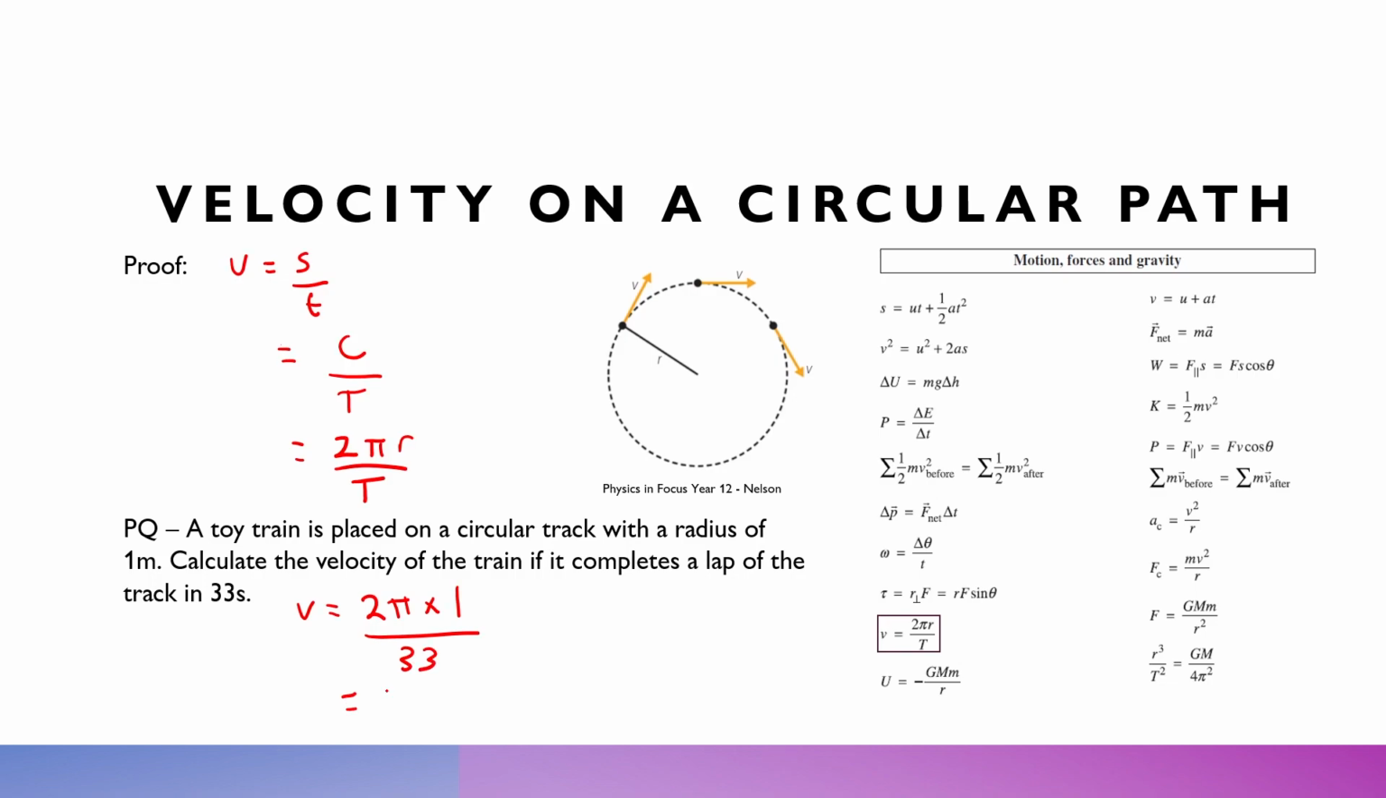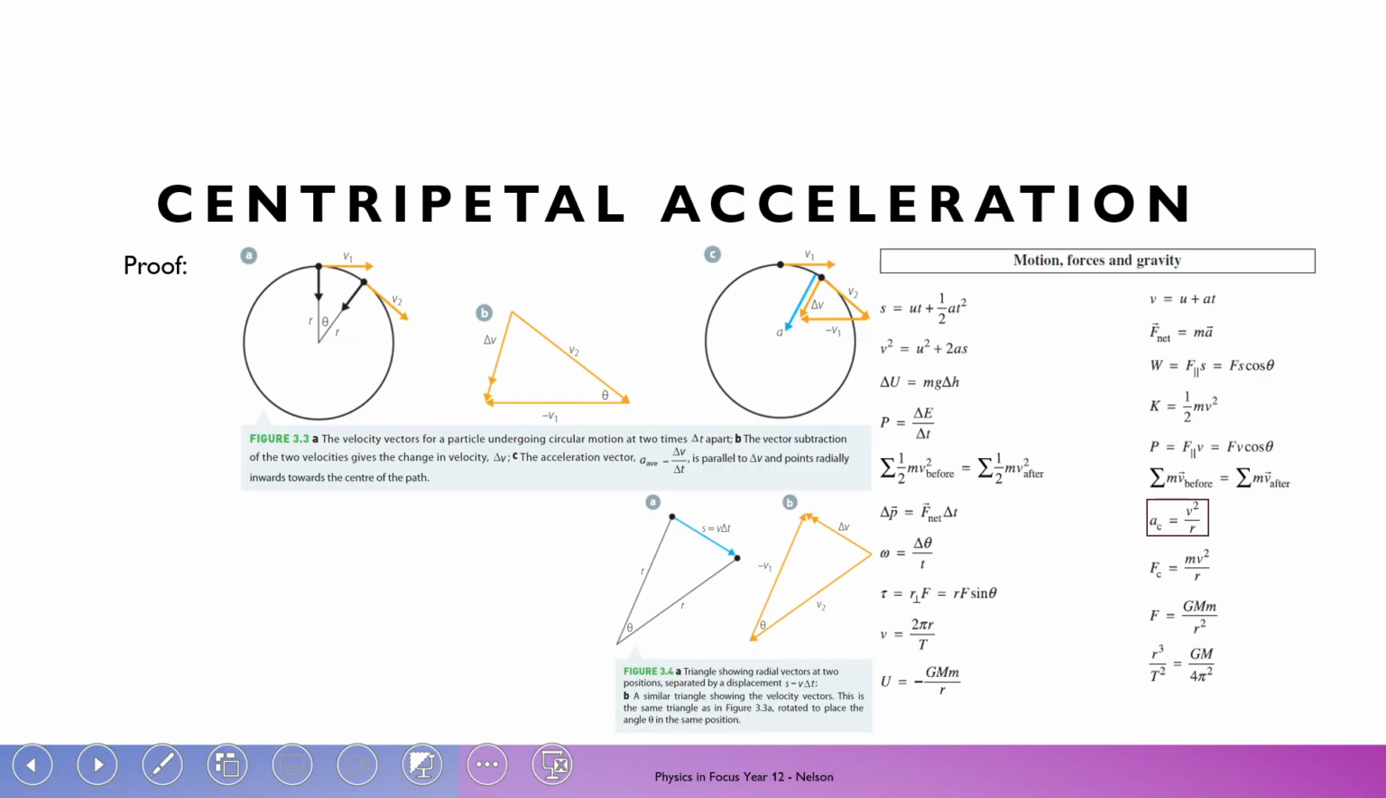Now this comes out to 0.2 meters per second to one significant figure. Now calculating centripetal acceleration becomes a little bit more interesting. And in order to determine the formula, we're going to need to do a little bit of vector analysis.